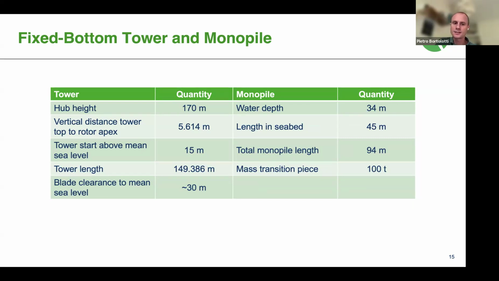We went on designing then the fixed bottom tower and monopile assembly. The turbine has a hub height of 170 meters, and we designed the monopile for a water depth of 34 meters. The monopile goes into the seabed for 45 meters, and the tower starts 15 meters above the mean sea level. The total monopile length is 94 meters. The tower length is 149. We have a transition piece of 100 tons. And overall, if you're wondering about the clearance between blade tip and the mean sea level, it is only 30 meters.